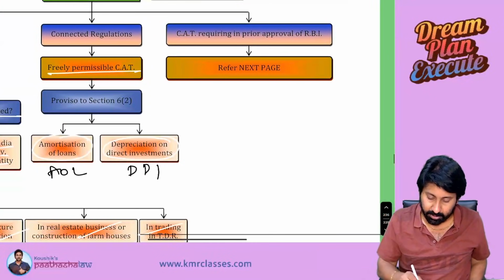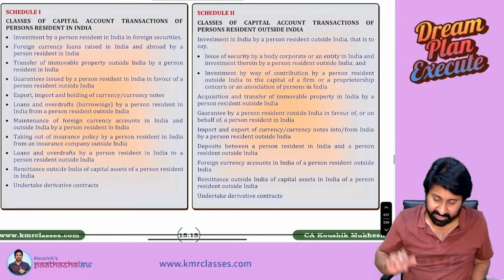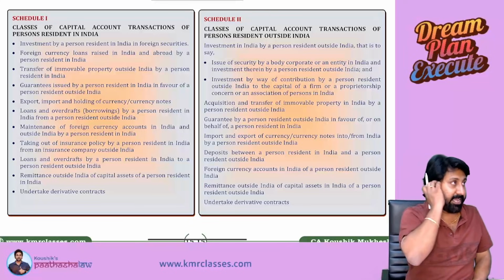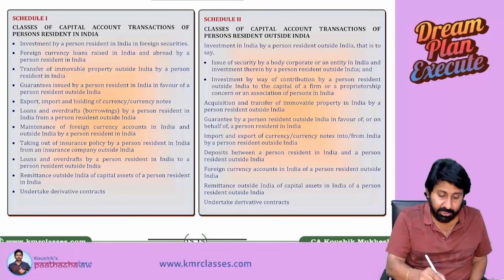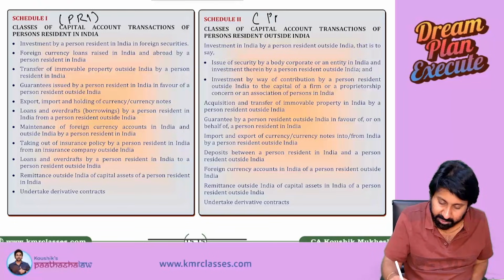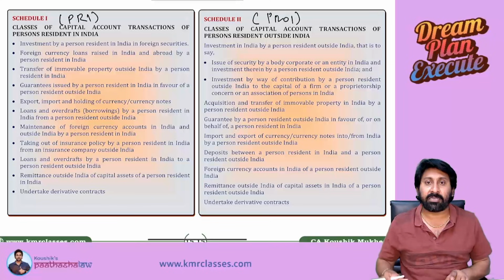Next, prior approval of RBI. See, this part is extremely important. Listen carefully to the point. Okay, see here. Schedule 1 is applicable for PRI. Schedule 2 is applicable for PROI. What are these two transactions? From this only exam questions are coming.